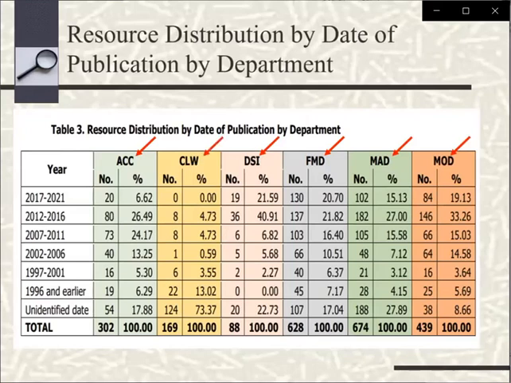Lastly, the statistics revealed that 73.37% of the 169 resources from commercial law had no or unidentified publication date.